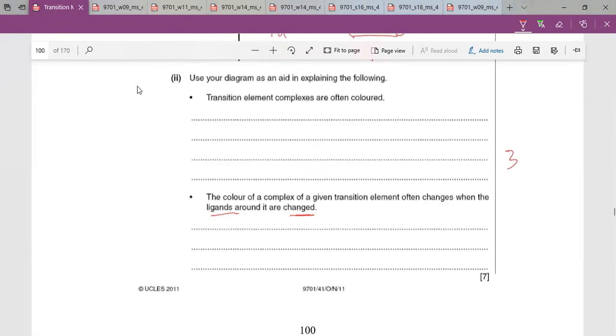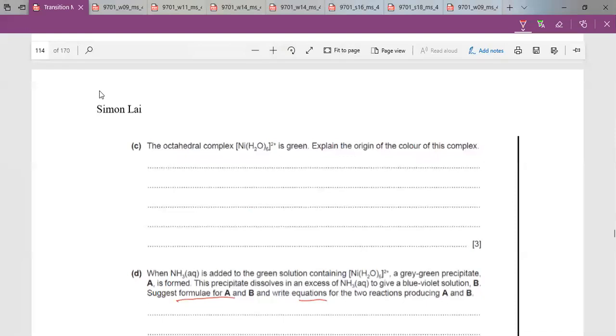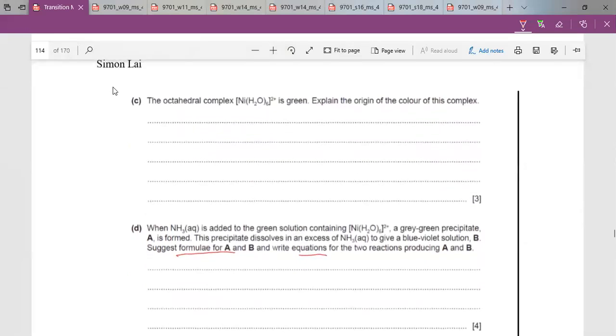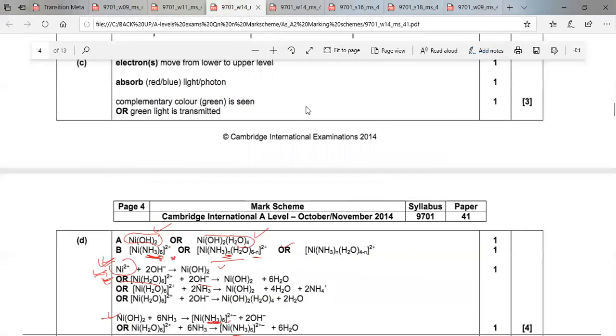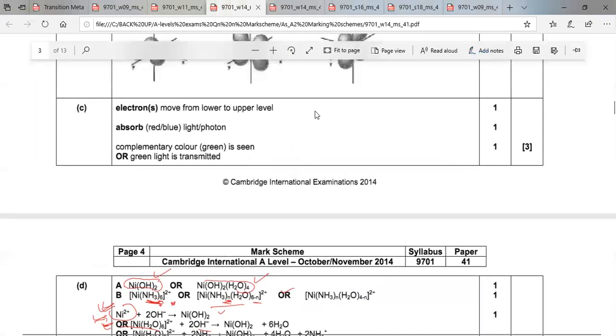Okay, next question. Page 113. I'm going to show you all types of questions. Octahedral, why is it green? The nickel hexaaqua complex is green. Explain the origin of this color for 3 marks. So it must be green. You must say why green. Now why green? See here.